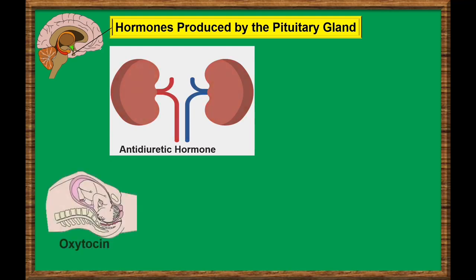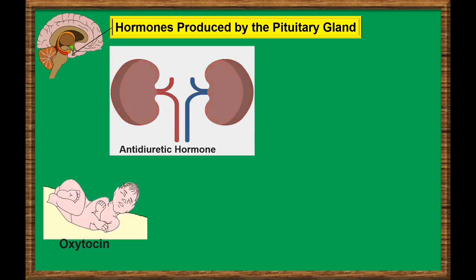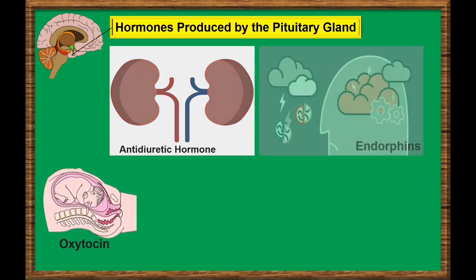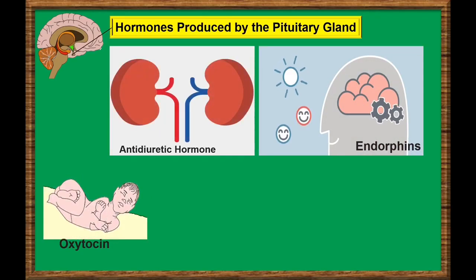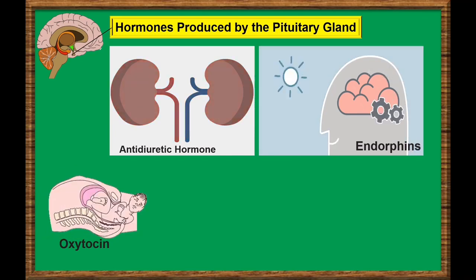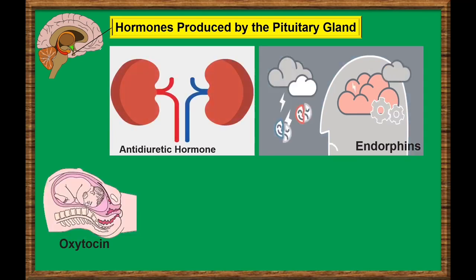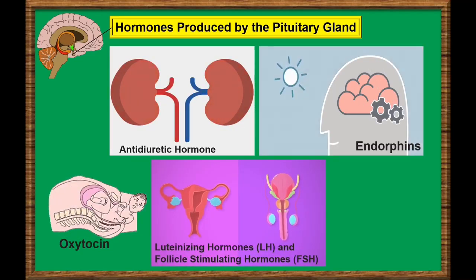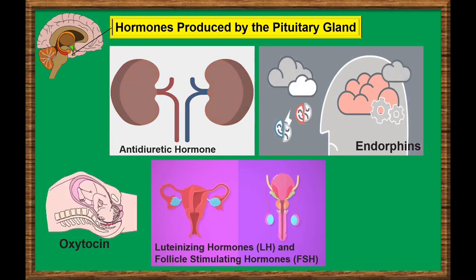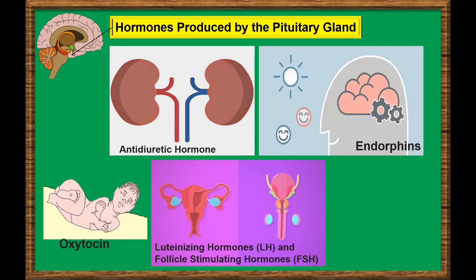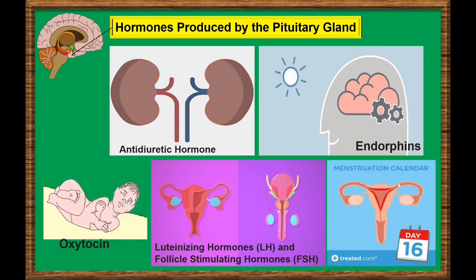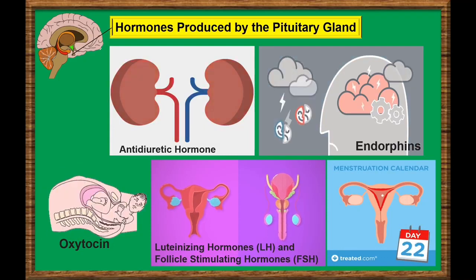Another hormone stored by the hypothalamus in the pituitary gland is oxytocin, which triggers the contractions of the uterus that happen during labor. The pituitary also secretes endorphins, hormones that act on the nervous system and reduce feelings of pain. The pituitary also secretes luteinizing hormone, or LH, and follicle-stimulating hormone, or FSH, which are called gonadotropins because they stimulate the testes or ovaries to produce sex hormones. These hormones also control ovulation and the menstrual cycle in women.